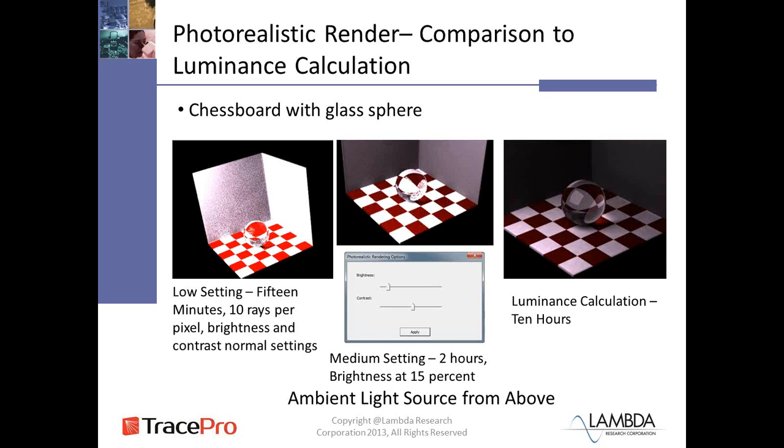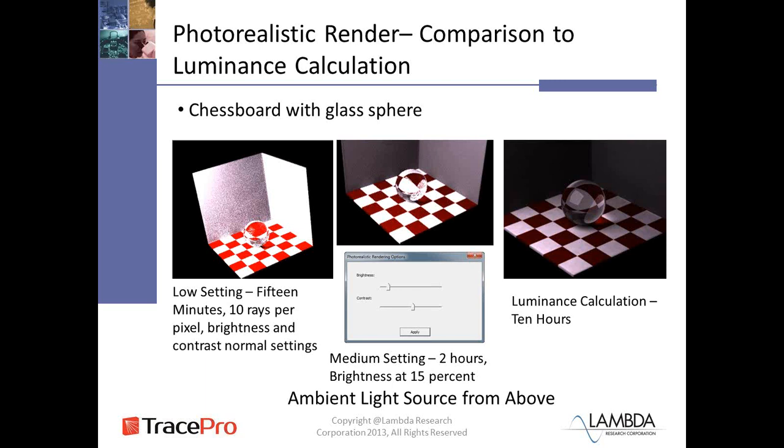On the left-hand side, I'm showing a low setting for this particular photorealistic render. It takes about 15 minutes, 10 rays per pixel, and this is using the 50% normal brightness and contrast settings. So these are your default settings, and this is what your photorealistic render would look like if you rendered this particular view. Now remember, this view will change depending on what your eye and target positions are. So I tried to use the same one through all three of these. I am off a little bit on the first one, but it's very close to the other two.